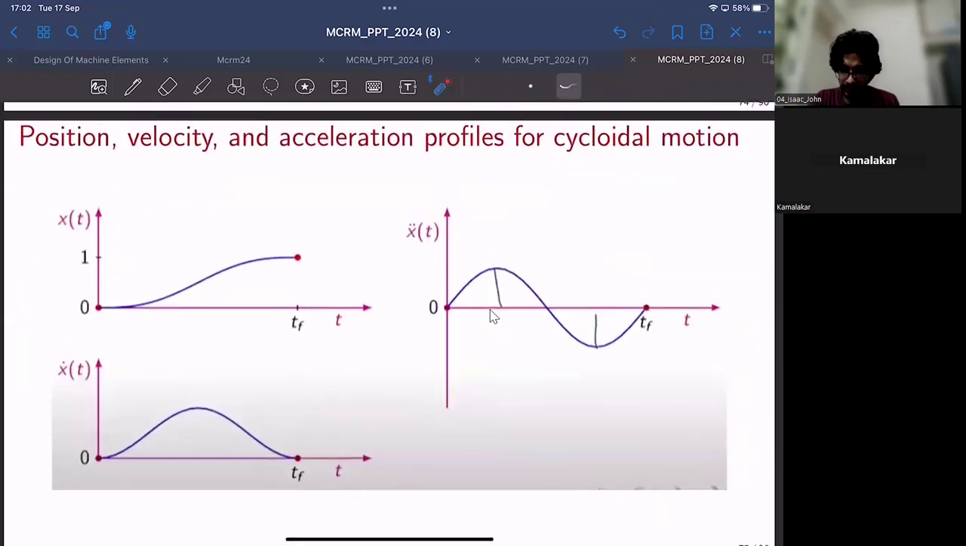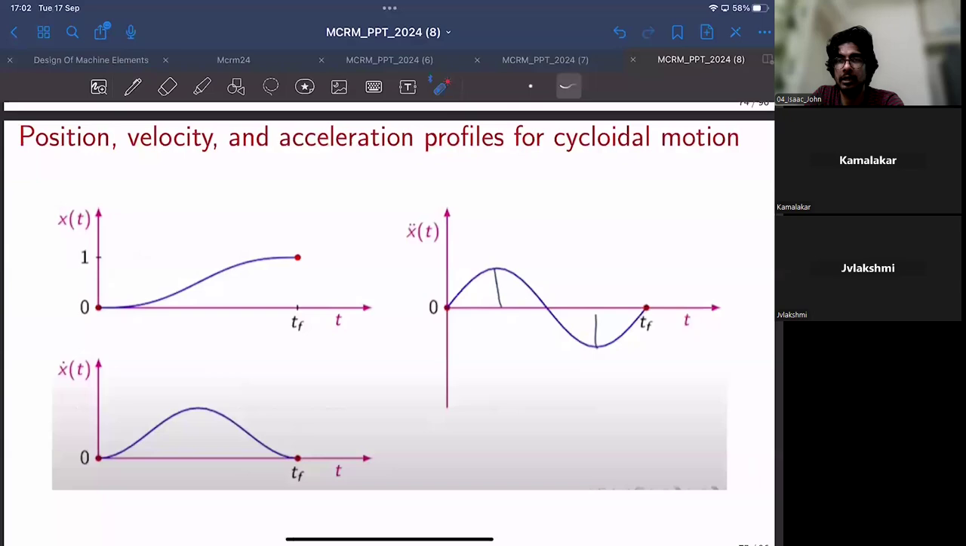So for the cycloidal profile, this is how the position, velocities, and accelerations look. And again, here the accelerations are much smoother. It starts from 0, gradually increases, then decreases, then again increases, and finally ends at 0. Much smoother than straight line interpolation with parabolic blends, or maybe even the case of a cubic polynomial.